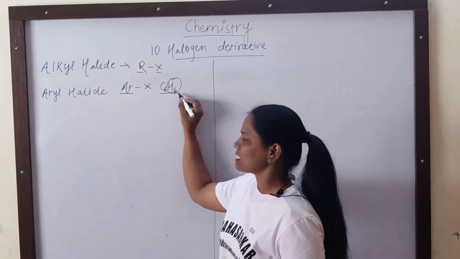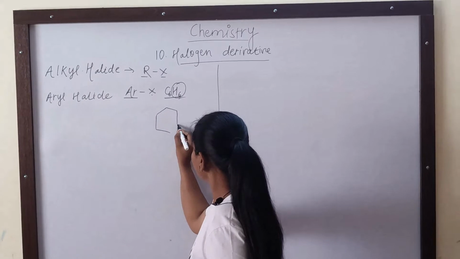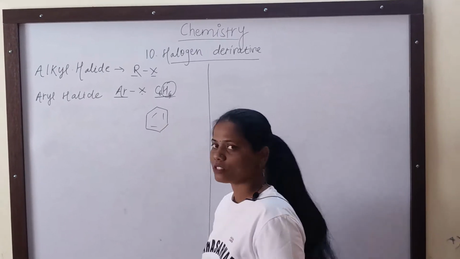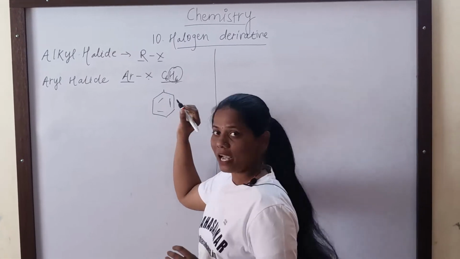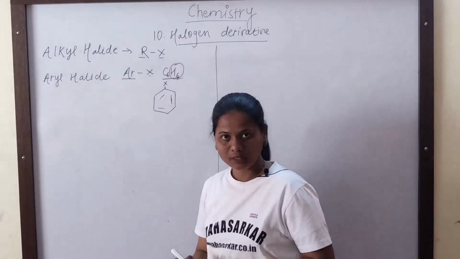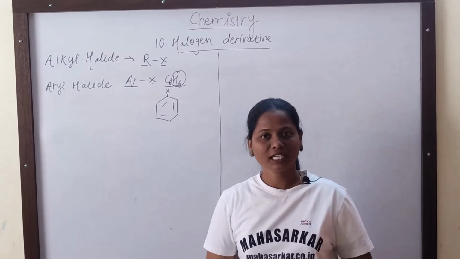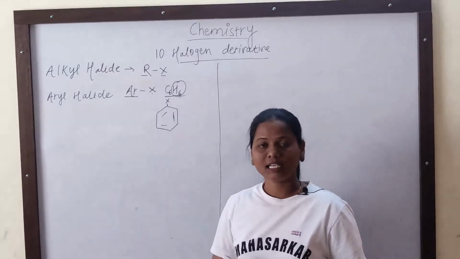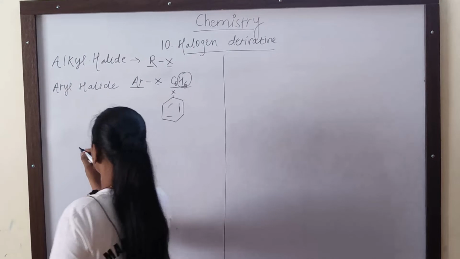So out of those 6 hydrogen atoms, any one is replaced by a halogen atom. This is a benzene ring which contains 6 carbon and 6 hydrogen atoms. Now this carbon contains one hydrogen, so that hydrogen atom is replaced by the halogen atom. So that is known as the aryl halide. So this is the general introduction of the alkyl halide and aryl halide. So let us move forward to see classification.